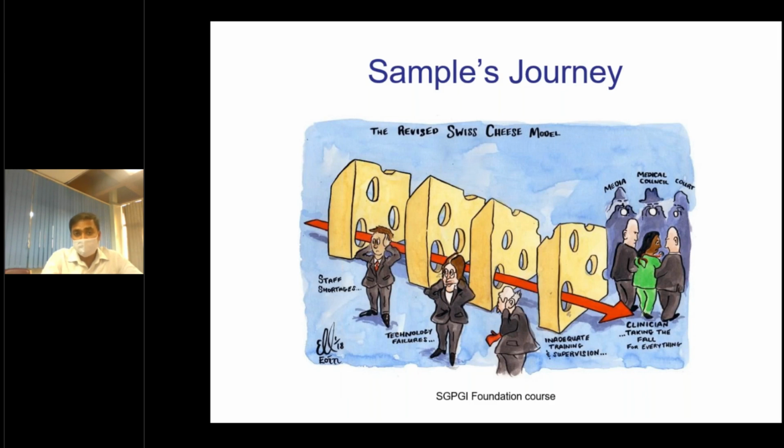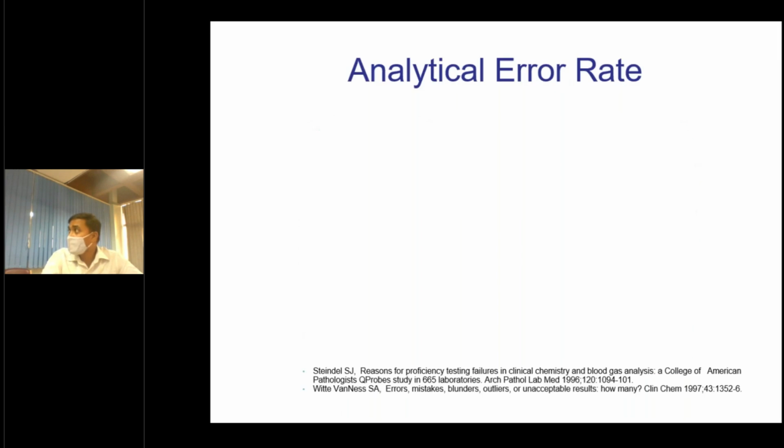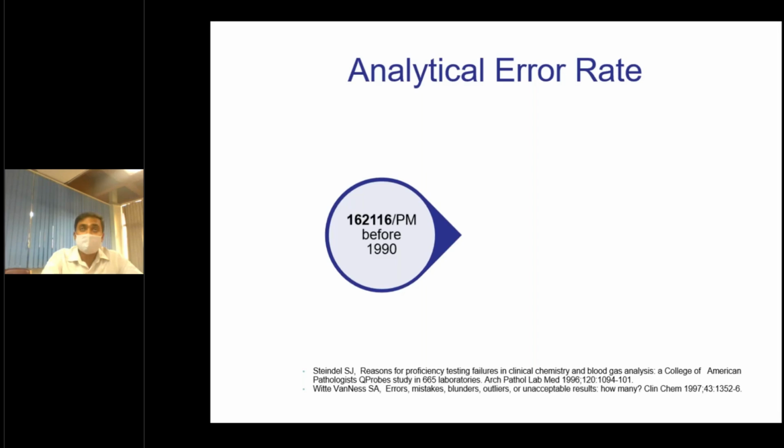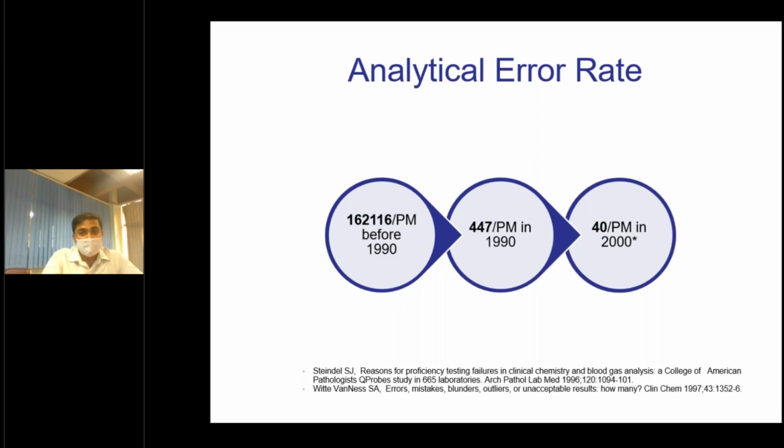As I told you, it is the persons, basically indicating the people involved in it, because the analytical error rate over the past decade has gone down drastically. When I say analytical error, it is the measurement error, or what happens with the automation or the machine. In the late 1990s, the errors were more than 16 lakh per million tested. Nowadays it is less than 40 errors per million tests performed.